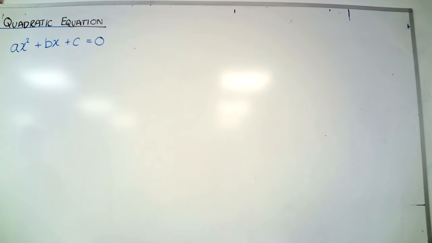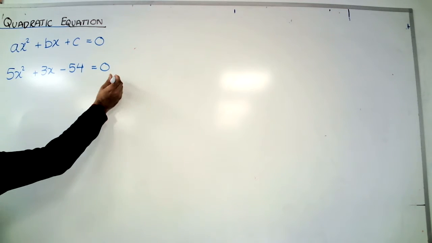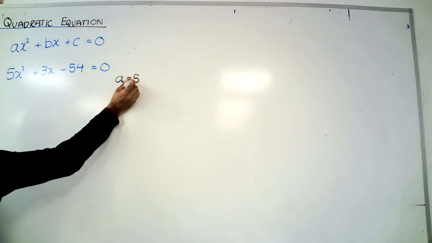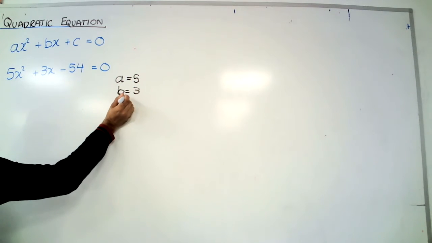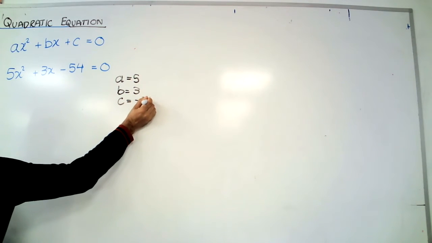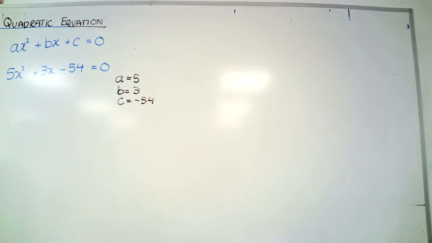Let's say we got a quadratic equation, 5x squared plus 3x minus 54 equals 0. How are we going to solve that one? First, we relate that a is 5, so I just write it down. a is 5, b is 3, and c is minus 54. So I have the values of a, b, and c.